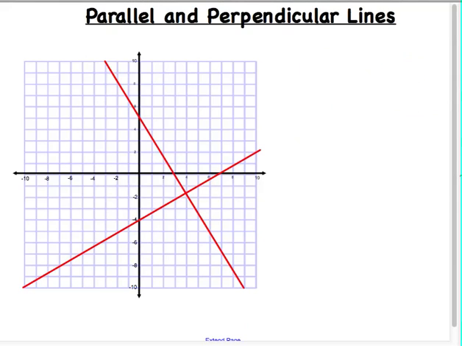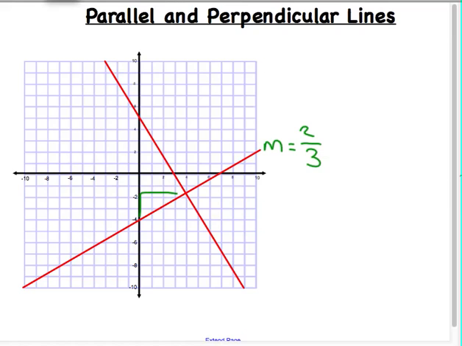These are perpendicular lines. That means they intersect at a 90-degree angle, right? That's what perpendicular means. So let's take a look at these. This first one here, I go up 2 over 3. You can see I'm a little bit off there, but if you count the boxes, you got 2 up over 3. So the slope of this is 2 over 3.